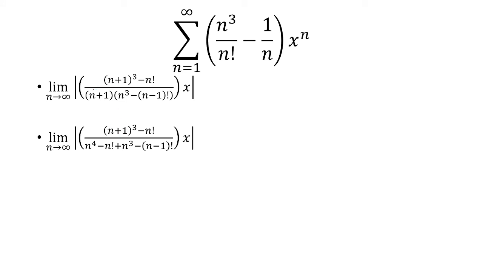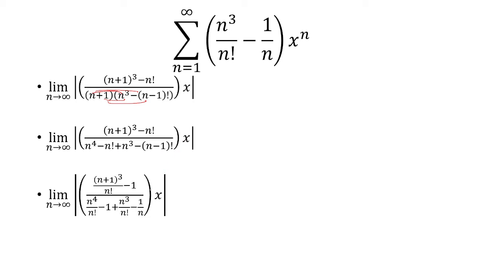So when I FOIL this out, I end up with n to the fourth minus n factorial plus n cubed minus n minus 1 factorial, and then multiply that by x. Finally, I can divide everything by n factorial. So the n factorial over n factorial becomes 1. Same thing over here, so these two become 1. Here, n plus 1 cubed over n factorial is going to go to 0. N to the fourth over n factorial, all of these guys are going to go to 0.